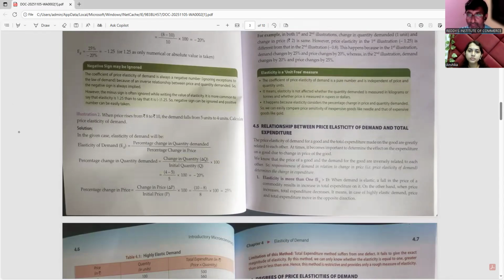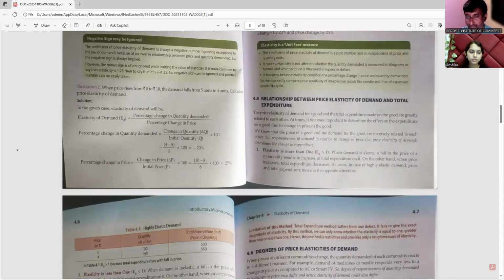Now, what is the relationship between the price elasticity of demand and the total expenditure? This is a different concept, called total expenditure. The price elasticity of demand for a good and the total expenditure made on the good are greatly related to each other. When we talk about goods, at the same time you need to consider price also, that is called expenditure. At that time, it becomes important to determine the effect on expenditure on a good due to a change in the price of the good.